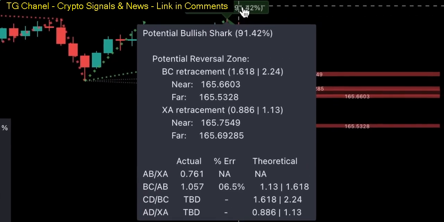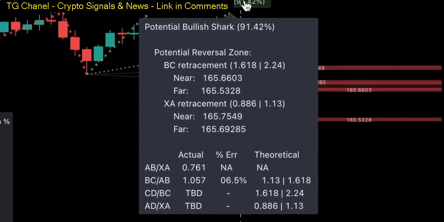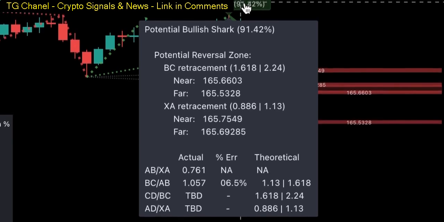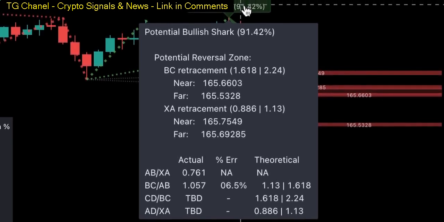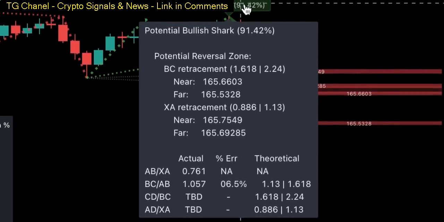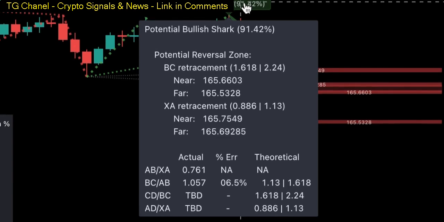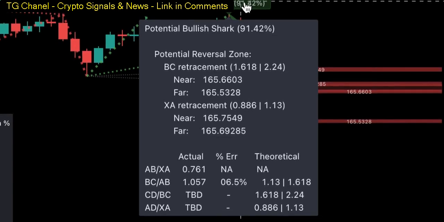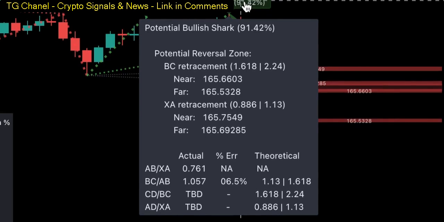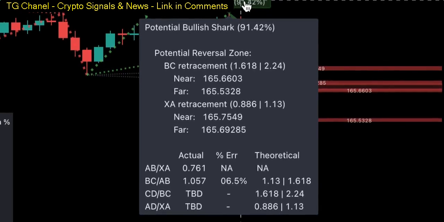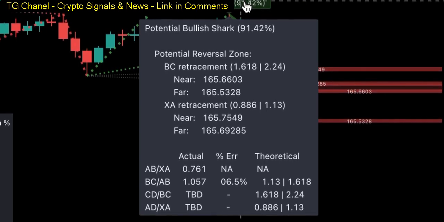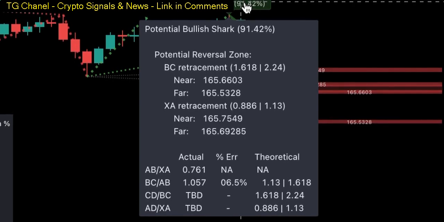calculated from 4 components. First one is the retracement percentage accuracy. This measures how closely the pattern's retracement ratios match the theoretical values defined for a given harmonic pattern. The second component is the potential reversal zone level confluence. This component measures the closeness of the closest XA and BC retracement levels relative to the total height of the potential reversal zone. The third component is the point D. This measures the closeness of point D to either of the closest two PRZ levels relative to the total height of the PRZ.